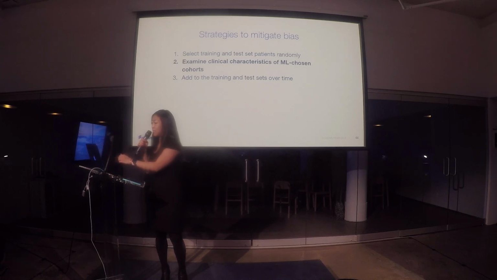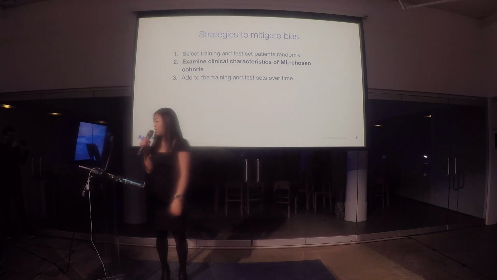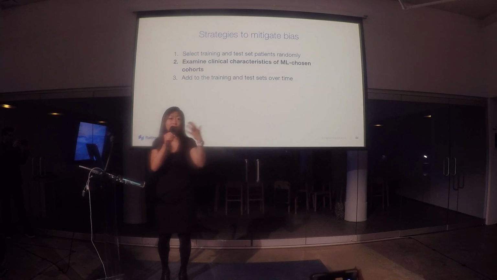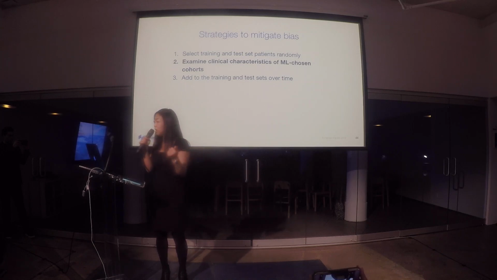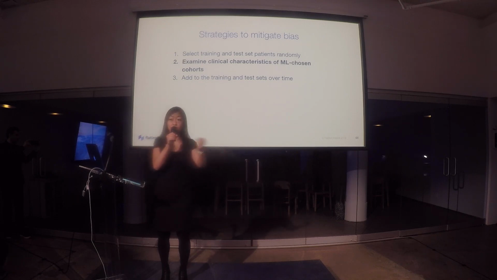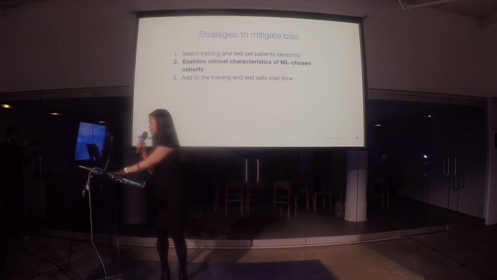Next, we have this strategy, which is to examine clinical characteristics of ML-chosen cohorts. This strategy is more about detection. I've mentioned that things like sensitivity, also known as recall, are a way you can assess the performance of a model. But even with really high sensitivity, really high recall, let's say 98, 99%, you still have to worry about that 1%. So we've developed a strategy to examine the clinical characteristics of what happens if you use machine learning to select a cohort versus manual review.